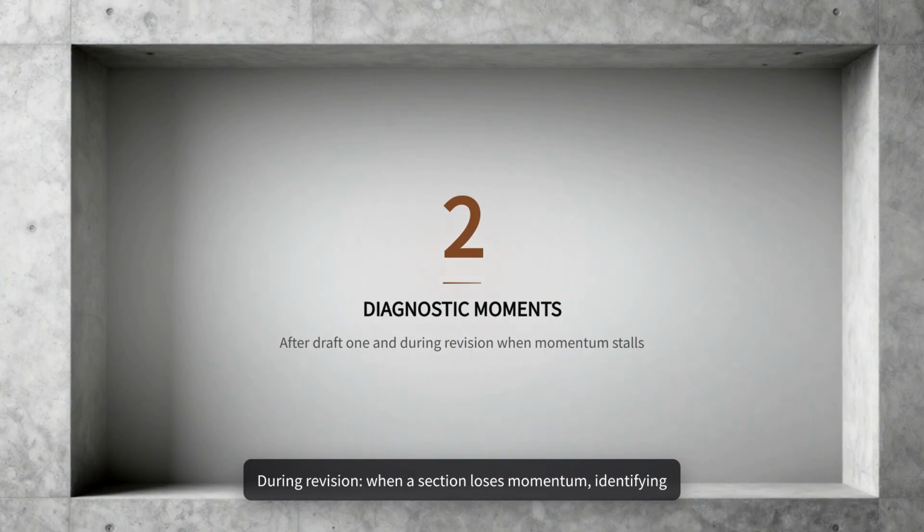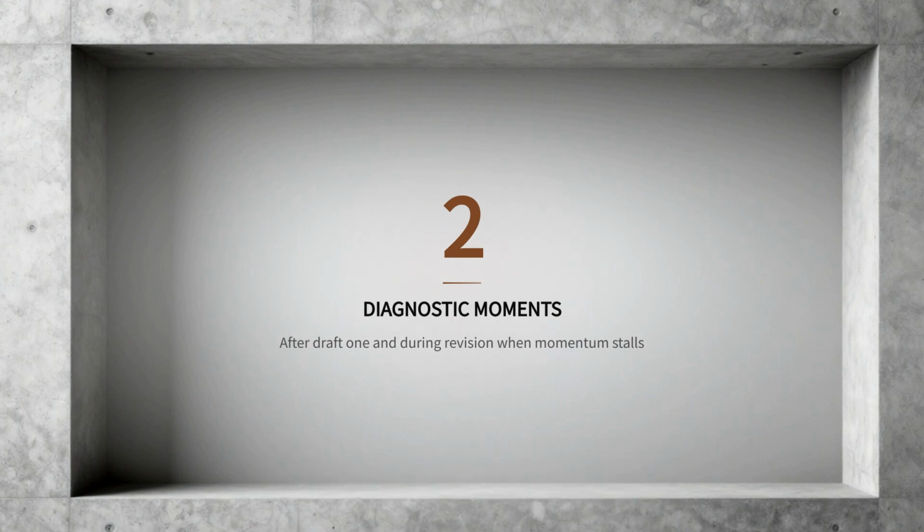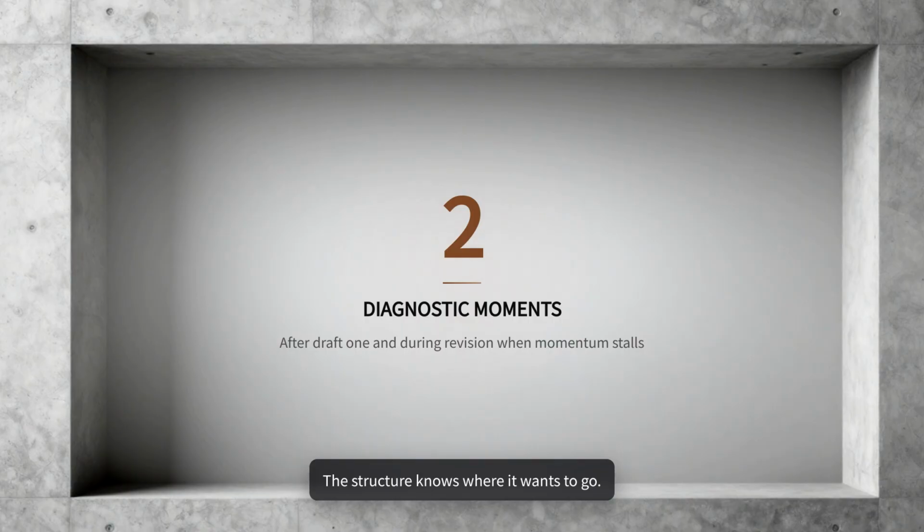During revision, when a section loses momentum, identifying the active plot type and asking what that type requires next is often the fastest diagnostic available. The structure knows where it wants to go. The plot type framework makes that knowledge explicit.